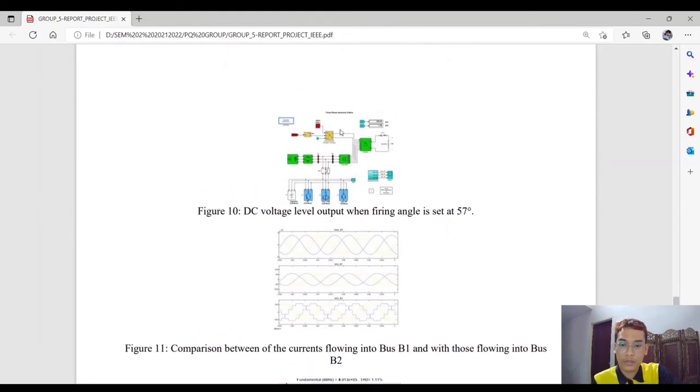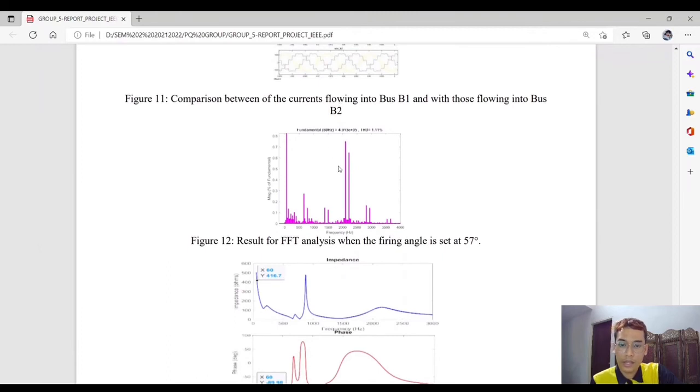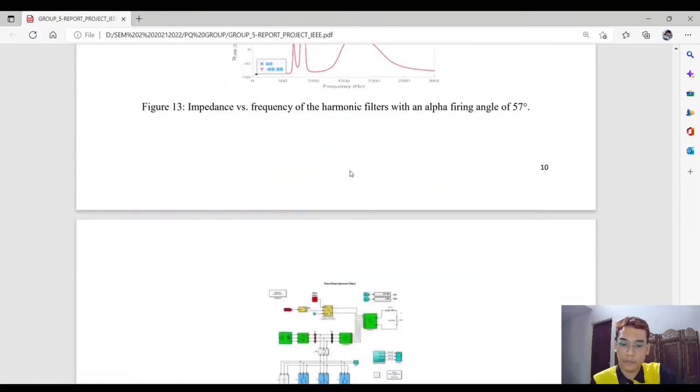Figure 10 is the DC voltage level output when the firing angle is set to 57 degree, and this is a comparison between the harmonics at bus 1 and bus 2. And the result for FFT analysis when the firing angle is set at 57 degree is this one, which is the THD is 1.11%. So this is the impedance versus frequency of the harmonic filter with an alpha firing angle of 57 degree.